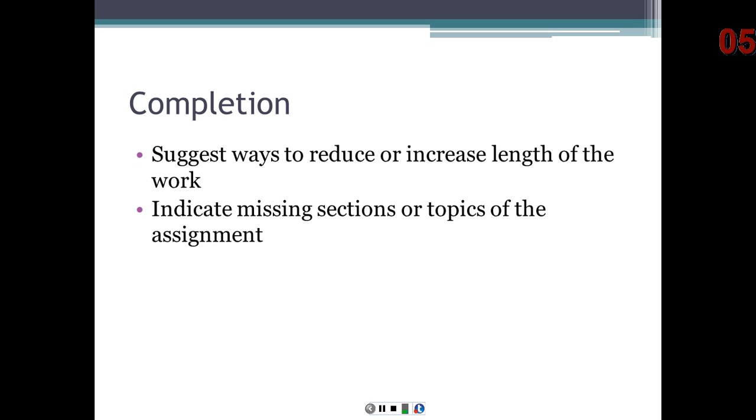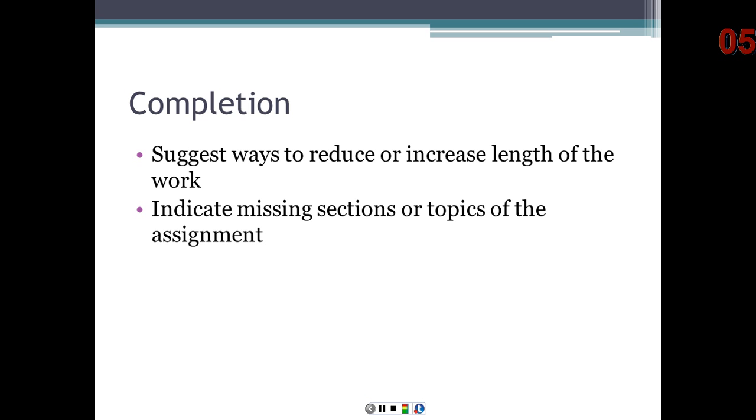So, for example, in regards to completion, you might suggest ways to reduce or increase the length of the work if it's not the appropriate length. You might say, I think you could increase the length of this assignment to the required page count length by, for example, adding more information about a particular concept. It's hard, I don't have an assignment to give you a specific example, but that's how it would go.